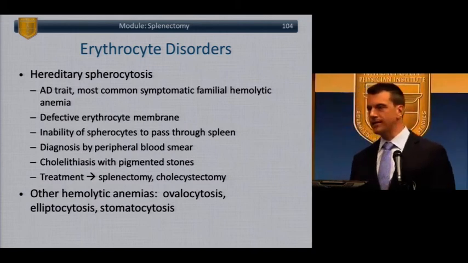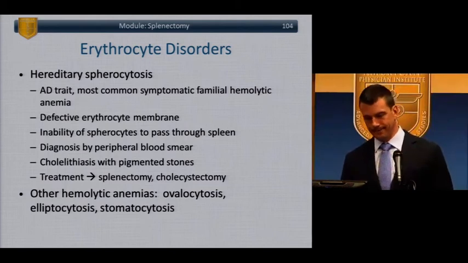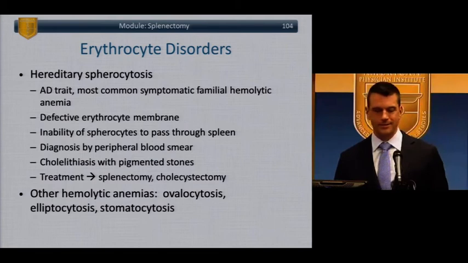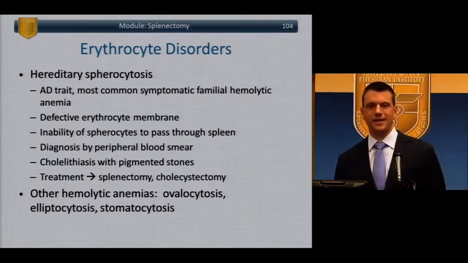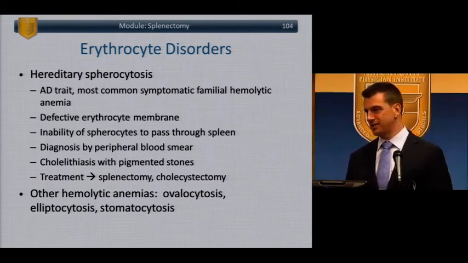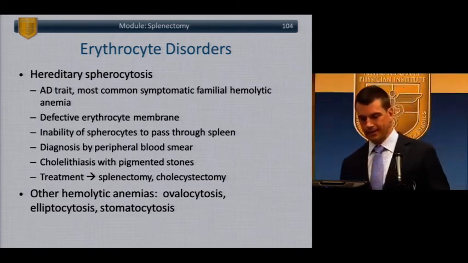Because of all this breakdown, pigmented stones and gallstones are common. So the treatment here can be splenectomy and cholecystectomy. Other hemolytic anemias, again, ovalocytosis, elliptocytosis, stomatocytosis, are all similar: just random shapes in the red blood cells that change their conformation and don't allow them to pass as readily through the spleen.